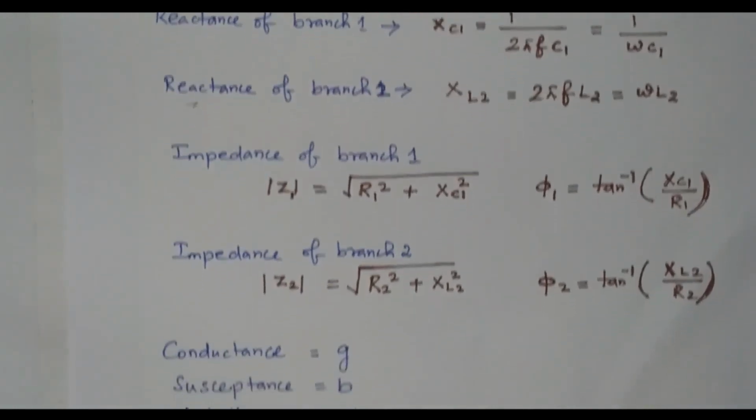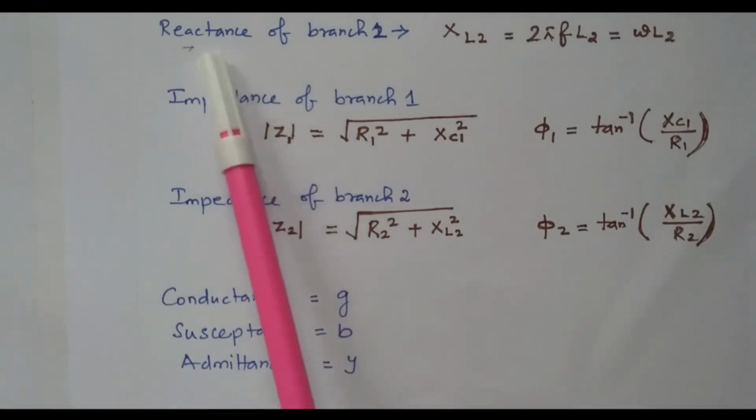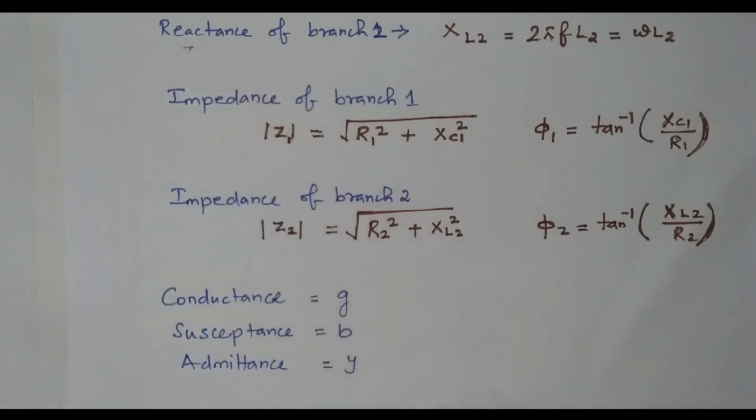Now we will go to three other terms: conductance, susceptance and admittance. What is conductance? It is the reciprocal of resistance. Resistance means opposing the flow of current, while conductance means it will allow the flow of current. What is susceptance? Susceptance is the reciprocal of reactance. Reactance also opposes the flow of current, while susceptance means it will allow it. What is admittance? That is the reciprocal of impedance. The reciprocal of impedance is nothing but admittance.